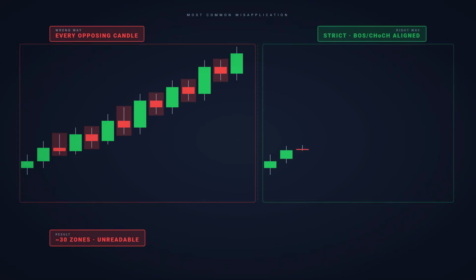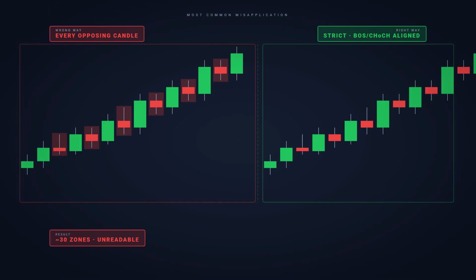The right way is strict. You only mark an OB if the impulse that followed it created a BOS or a CHoCH on a time frame aligned with your higher time frame bias. That filter means that on any given chart, there are very few valid OBs at any one time. That is correct. Fewer zones, higher quality reactions. The scarcity is not a problem, it is the point.